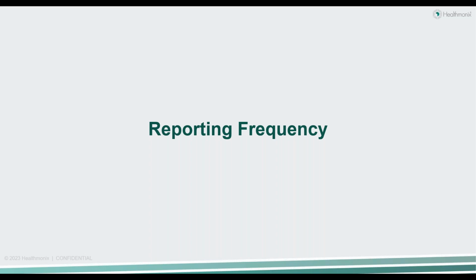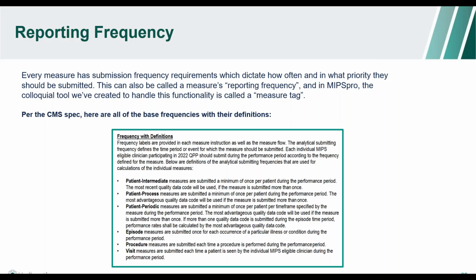Sure, so there are a few other elements that we want to chat about with measures, and one of these is the reporting frequency. Every measure has certain submission frequency requirements which dictate how often and in what priority they should be submitted. This can be called a measure's reporting frequency, and in MIPSpro, the tool we've created to handle this is called a measure tag. In essence, for every measure, there's a certain frequency for how often those visits ought to be reported. And MIPSpro handles all that behind the scenes.